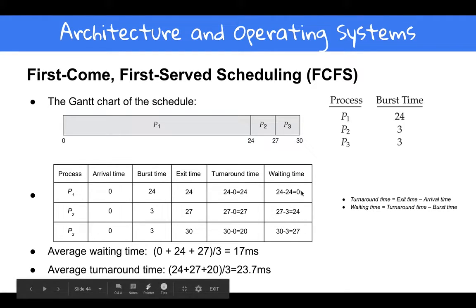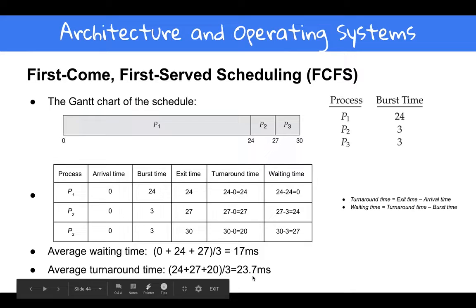If you take the average of these 3, we call it average waiting time. 0 plus 24 plus 27 divided by 3 is 17. Then the average turnaround time is 24 plus 27 plus 30, divided by 3, the average of these 3 turnaround times is 23.7 milliseconds.